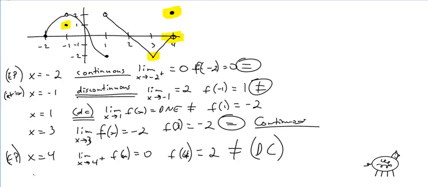The last thing I want to talk about is x equals 5. That's discontinuous right away, because it's not even in the domain. It's not in the domain, so it's not continuous there. So that's continuity at a point.